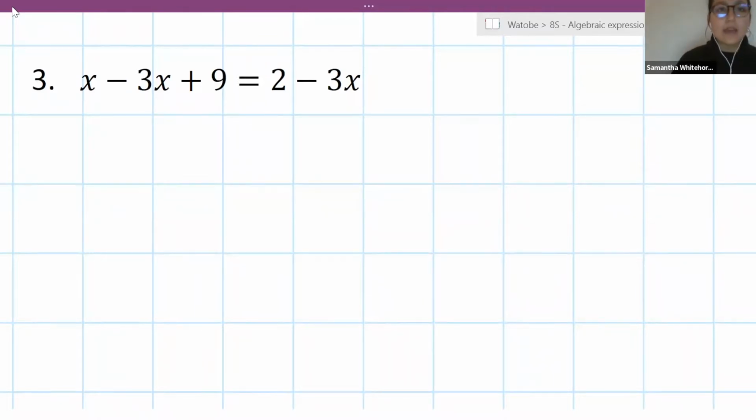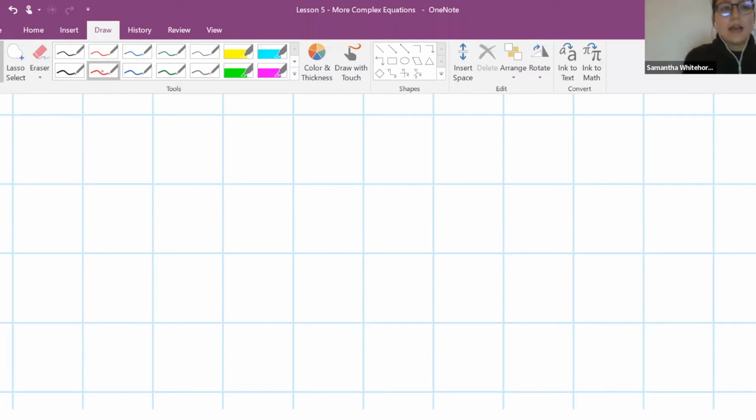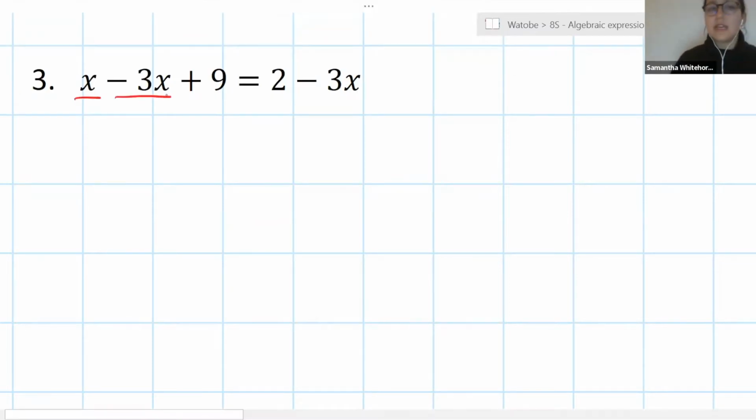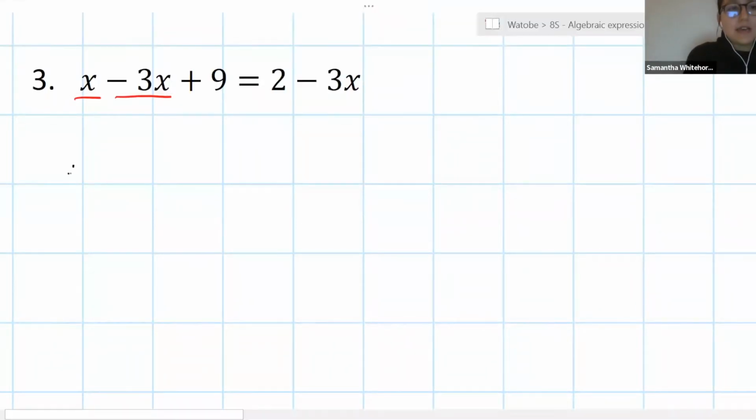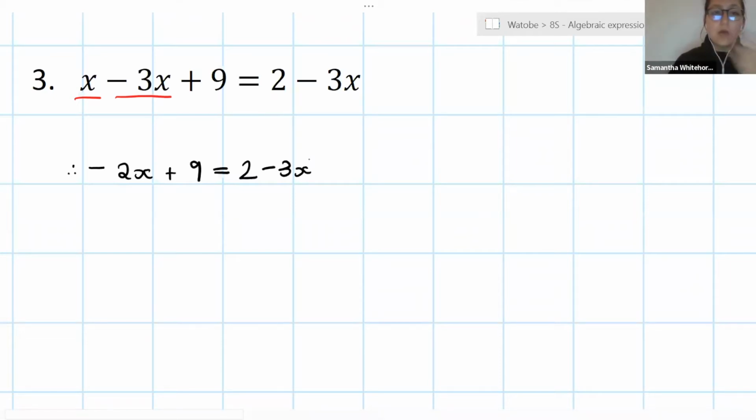Now again, I can already see that on my left-hand side, x and minus 3x are like terms. So before I even start thinking about inverse operations, let me neaten this up for myself. If I say x minus 3x, I've got a negative 2x. And then I've still got the plus 9 equals 2 minus 3x. What I've done there by simplifying is I've cut down how many terms I need to work with. And so now all I have is minus 2x plus 9 equals 2 minus 3x.